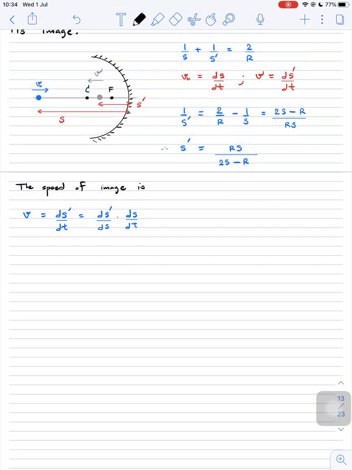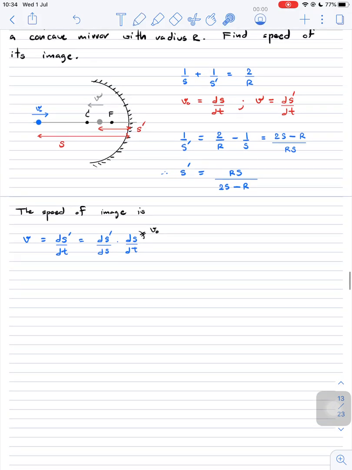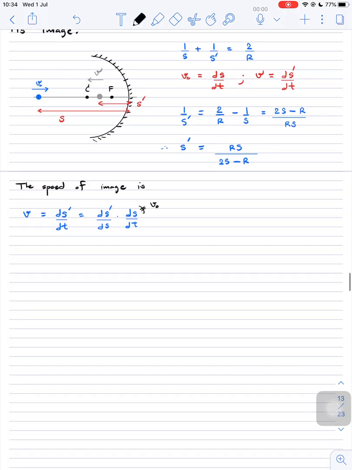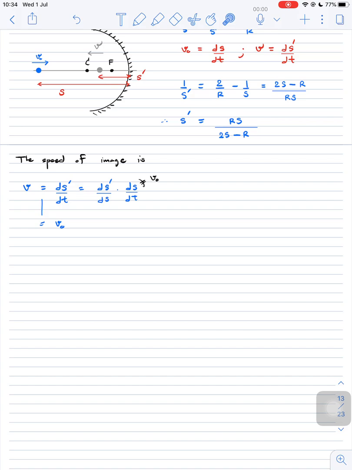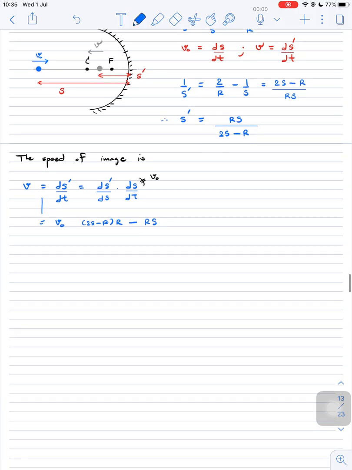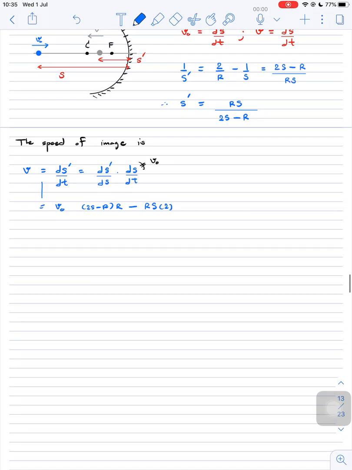Okay, ds by dt is known already. It's just equal to v naught, the speed of the object, right? So then we have v naught times ds prime by ds. So we need to take the derivative of this function with respect to s here. Okay, so we have 2s minus r, the denominator, times the derivative of the numerator, which is just equal to r, and then minus the numerator times the derivative of the denominator, which is equal to 2, and then over the denominator squared, so (2s minus r) squared.